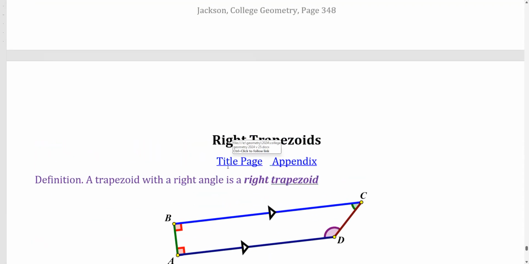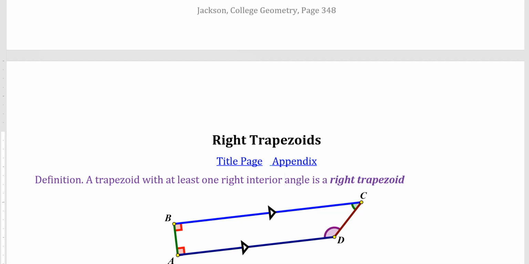Okay, now let's think about it. In Euclidean geometry, if you have a right angle here, this other one has to be a right angle by the C property. So notice I didn't say a right trapezoid had to have two right angles. I said it just had to have one, but of course when it says with a right angle, that means at least one right angle. Let's go ahead and just say that specifically. At least one right interior angle makes it a right trapezoid.